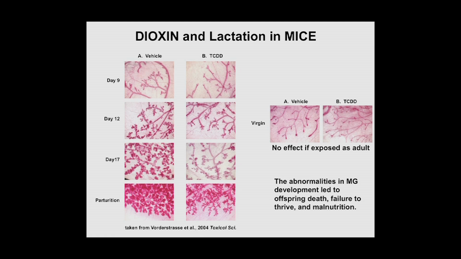But the important point here is, in the animals that weren't pregnant, we also gave them dioxin at the same time points. And as you can see on the far right side, there's a comparison of vehicle and TCDD-treated animals that were not pregnant. They are adults. We could see no difference in the mammary gland development between those two groups of animals. So if exposed as an adult, not undergoing a critical period of development, no change whatsoever.